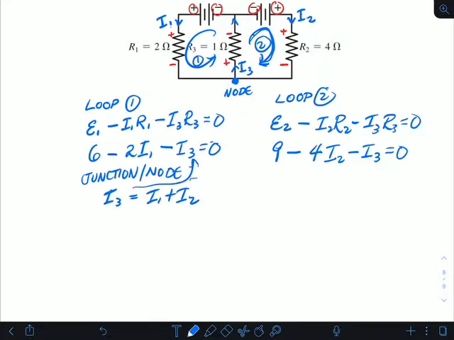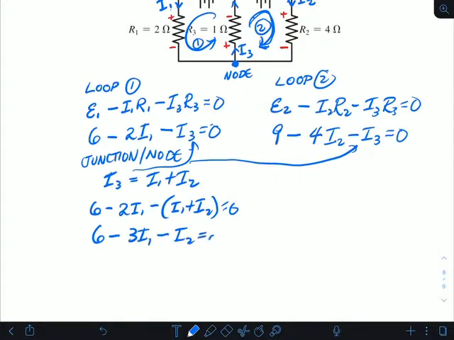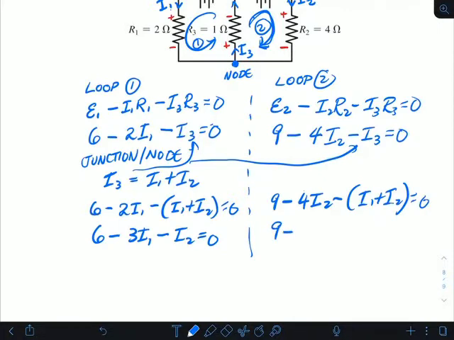I'm trying to solve for I2, so I'm going to try and keep that in my equations. If I put those in, I get 6 minus 2I1 minus (I1 plus I2) equals 0. That simplifies to 6 minus 3I1 minus I2 equals 0. Over on this side, I have 9 minus 4I2 minus (I1 plus I2) equals 0, which simplifies to 9 minus I1 minus 5I2 equals 0. Now I have two equations and two unknowns.